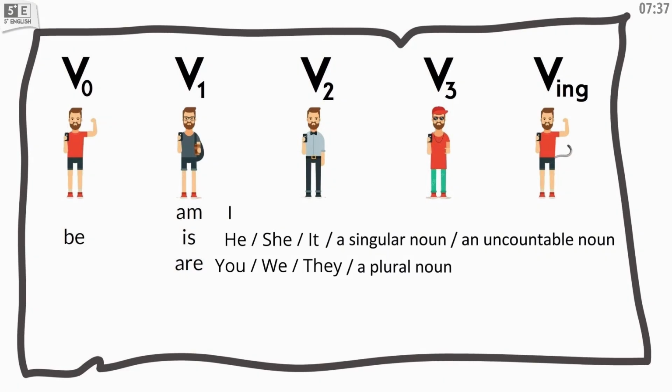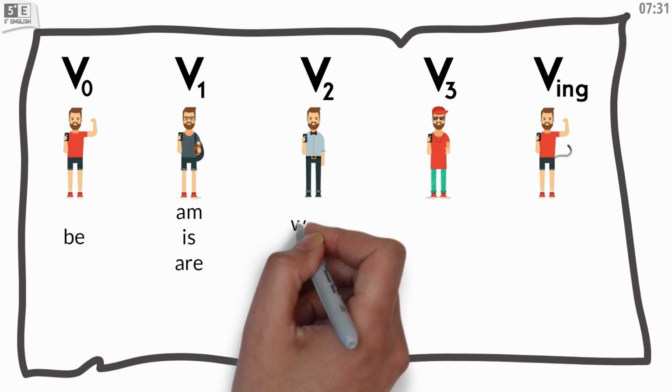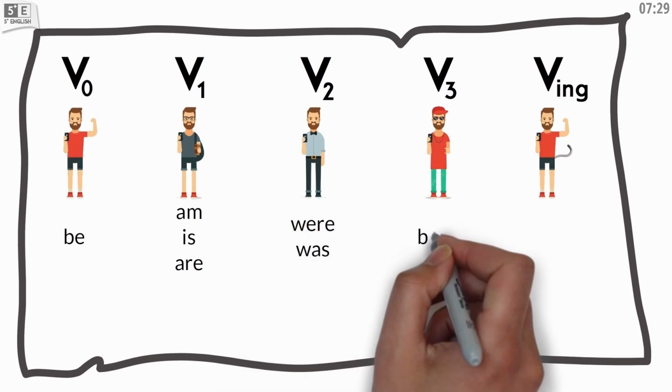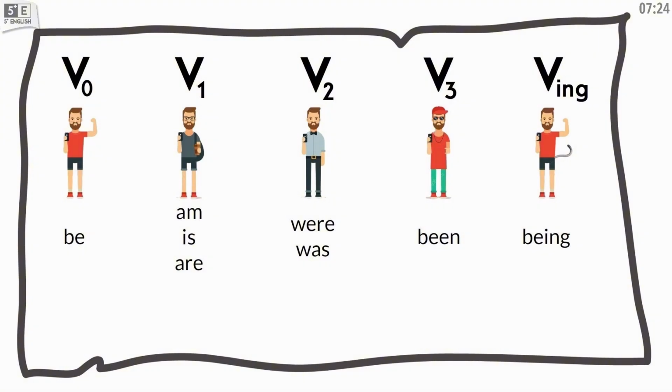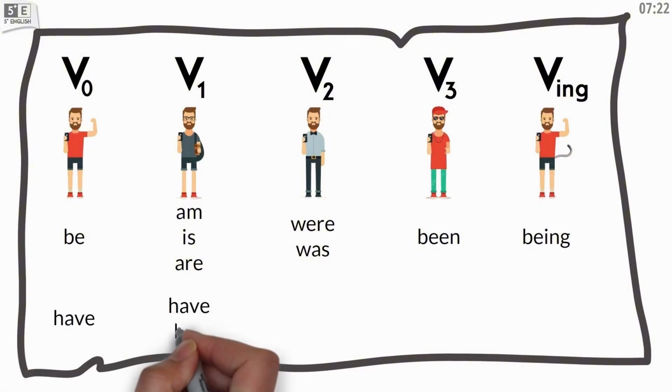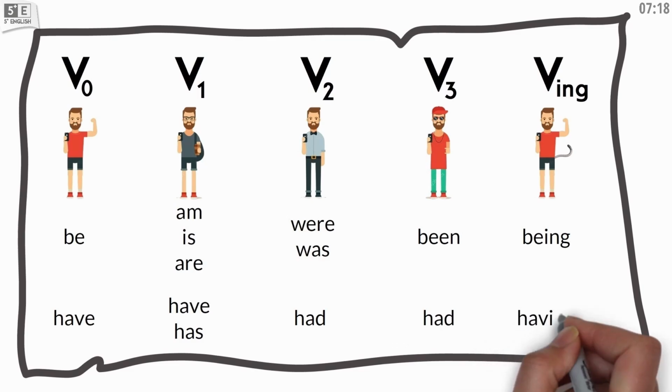I only give a brief explanation here because what we care about today are the formulas. Let's go on with the rest of the verb forms. Verb 2 of be is were or was, verb 3 is been, and verbing of be is being. Similarly, if verb 0 is have, verb 1 is have or has, verb 2 is had, verb 3 is had, and verbing of have is having.